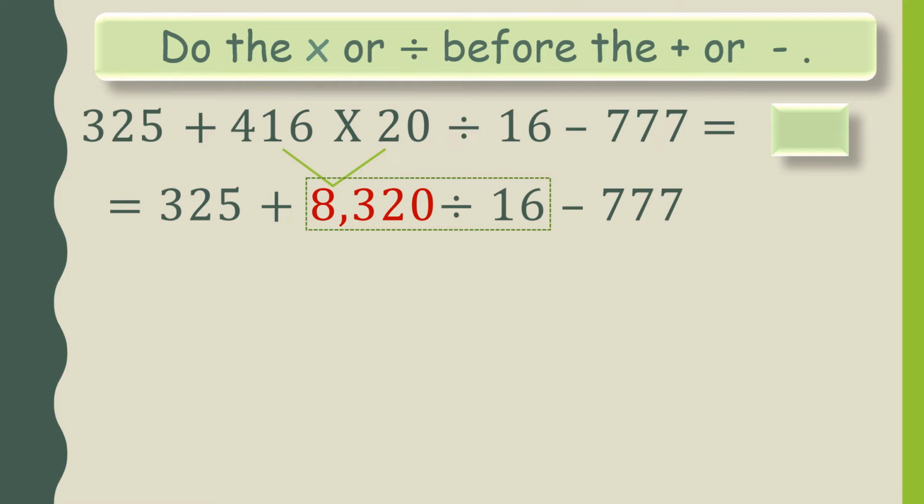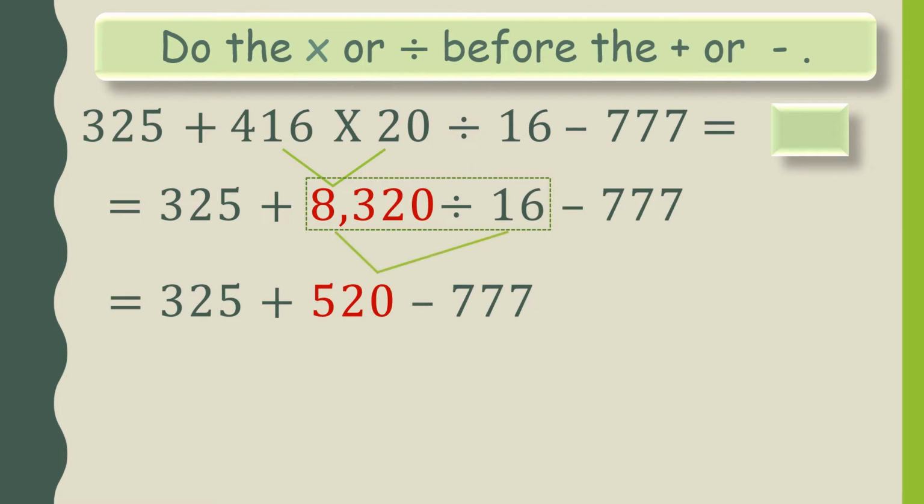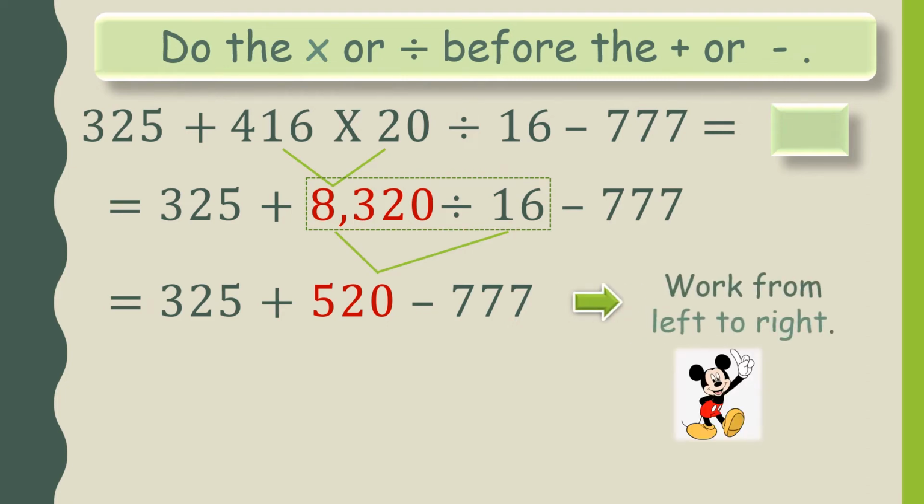The next order of operation, it's 8,320 divided by 16, and that is equal to 520. Then we copy the rest of the equations. Now we've got 325 plus 520 minus 777. Now Mickey is back again to remind you, work from left to right.